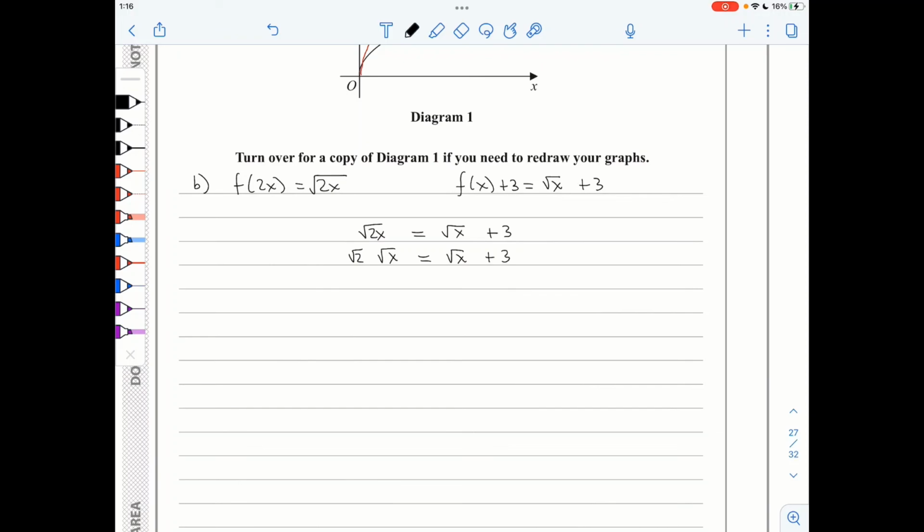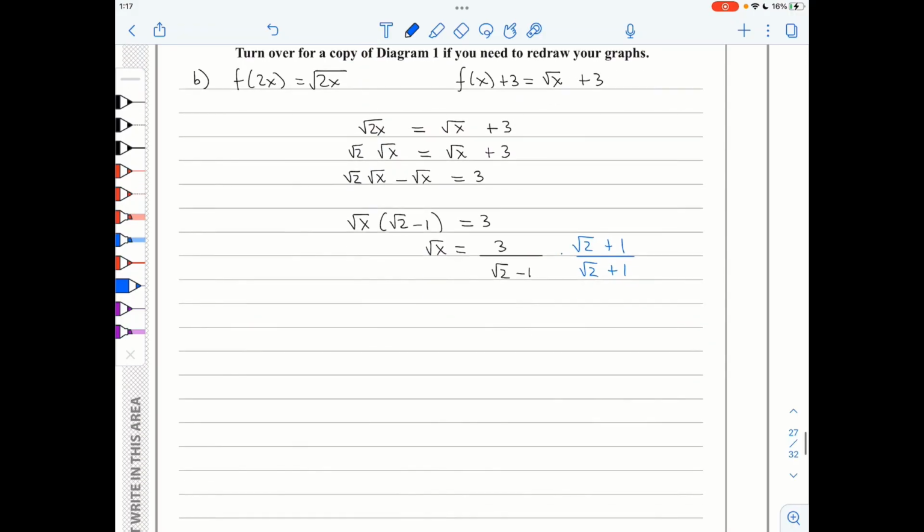I will collect the root x terms on the left. So I've got root 2 root x minus root x is 3. I will factor out the root x. So root 2 minus 1 is 3. Leading to root x is 3 over root 2 minus 1. I haven't really finished. I need to rationalize the denominator by multiplying by root 2 plus 1 over root 2 plus 1. Now it is clear that the numerator is simply 3 brackets root 2 plus 1.